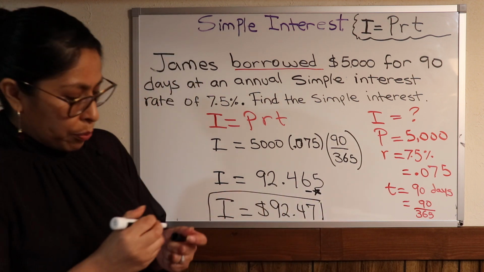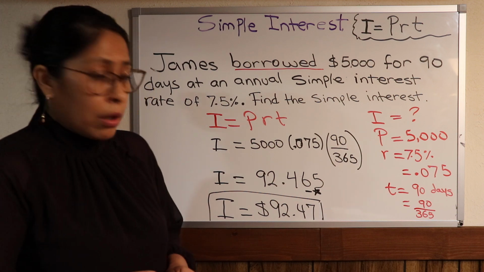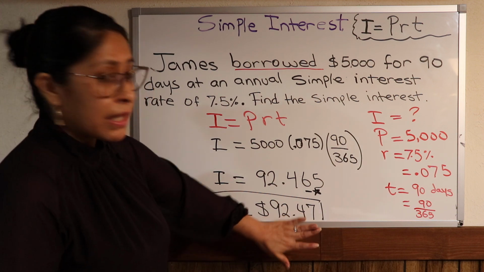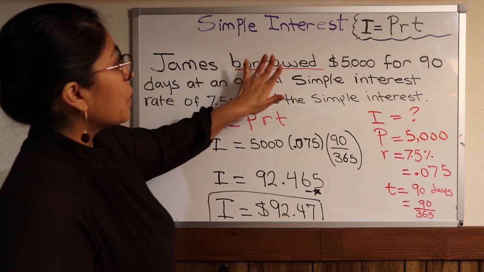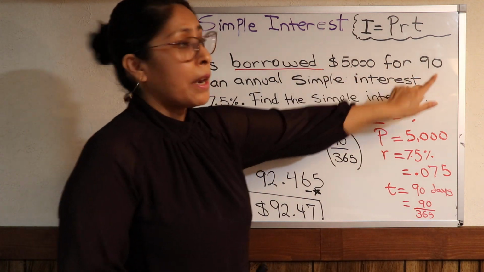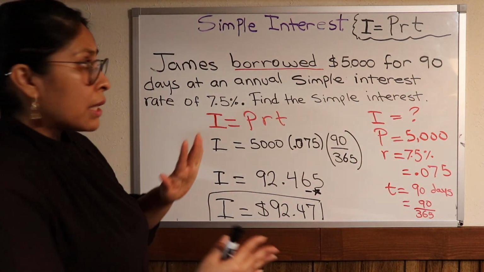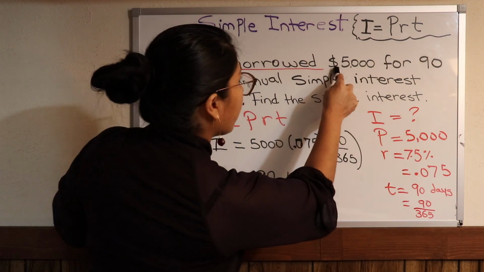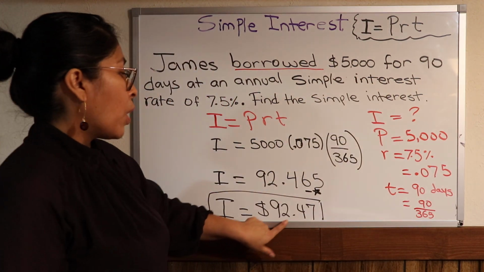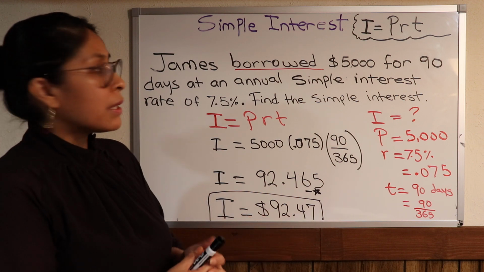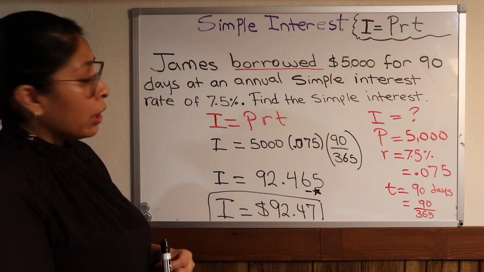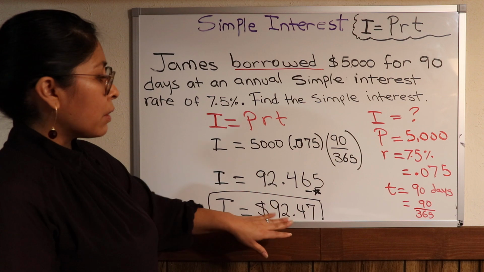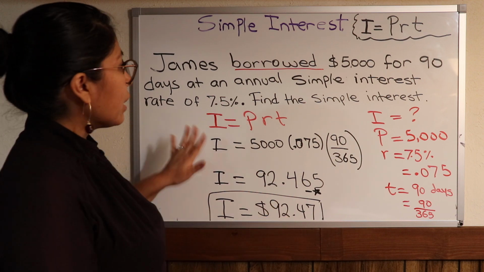Okay, so this is my first problem. Remember the $92.47. It's going to be just the interest on this money after 90 days. Which means at the end, if this is a loan, you have to add 5,000 plus 92.47. But if this is something that you're going to earn, you're going to add on top of this. Okay, so you're going to get more money. So this is my first problem.